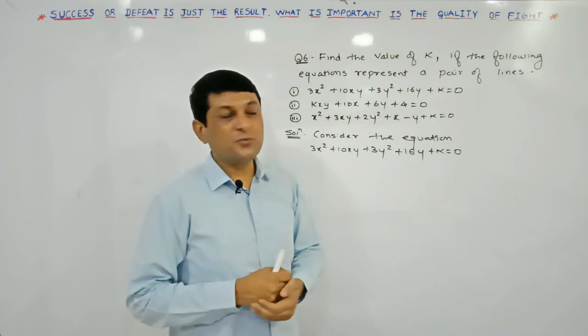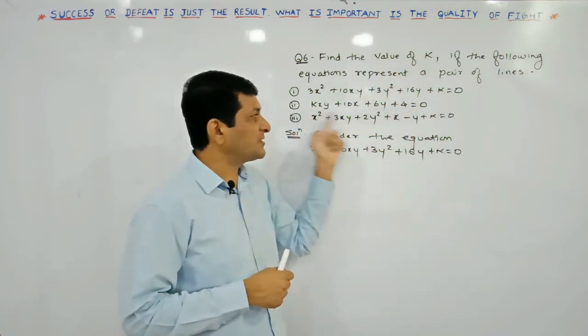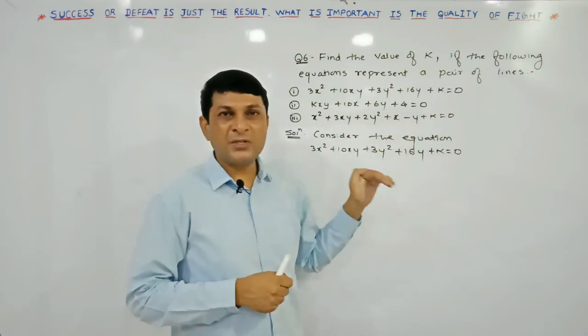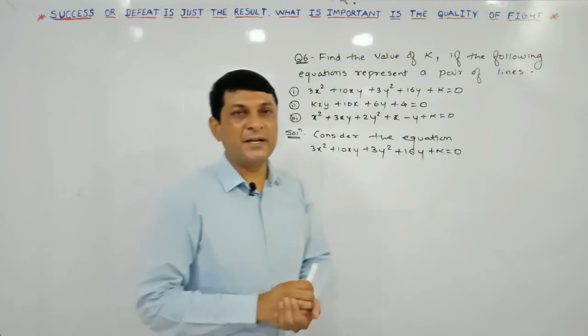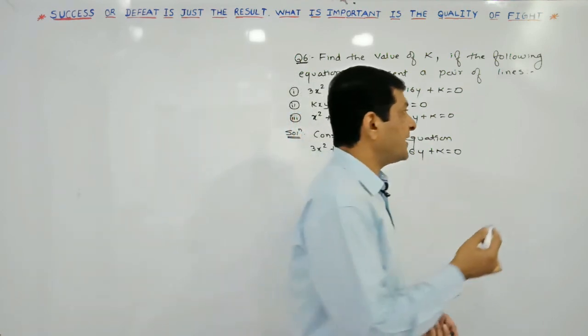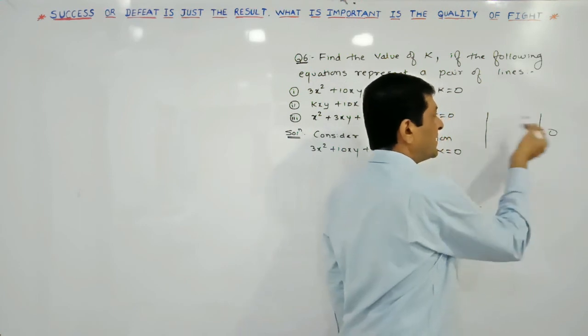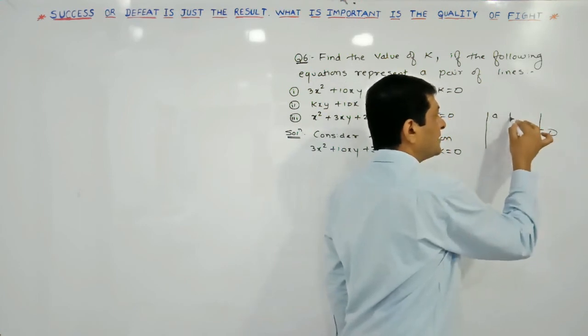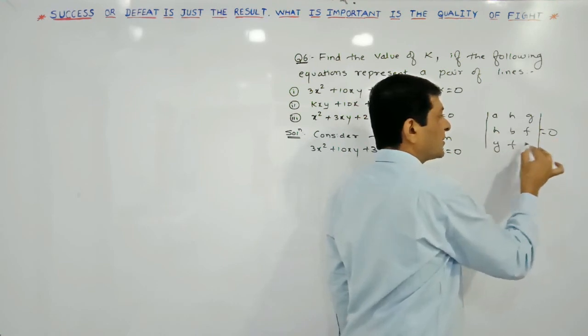Using this condition, we have to find out the unknown value k. So k is one unknown value given somewhere in this equation, and the question is to find the value of k. We know that if the general equation of second degree in x and y represents a pair of straight lines, at that time the value of the determinant will be equal to what?